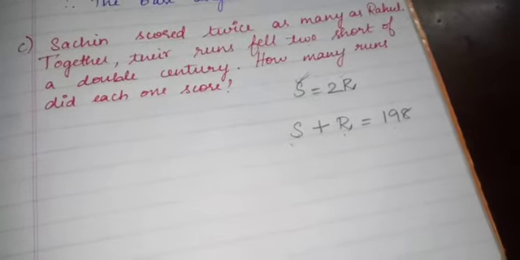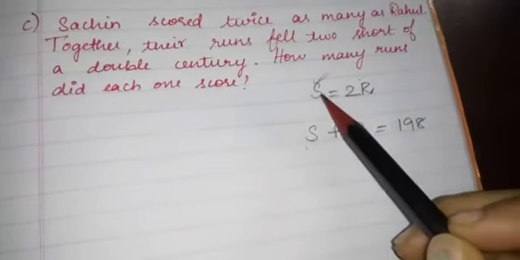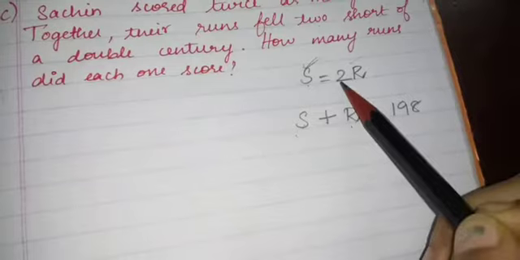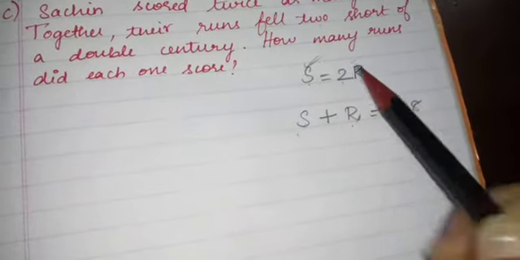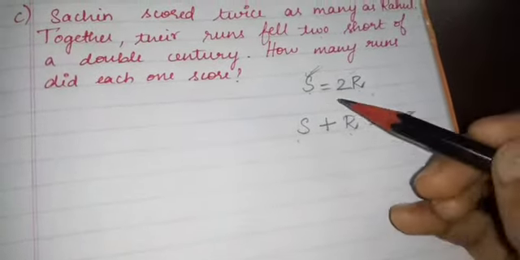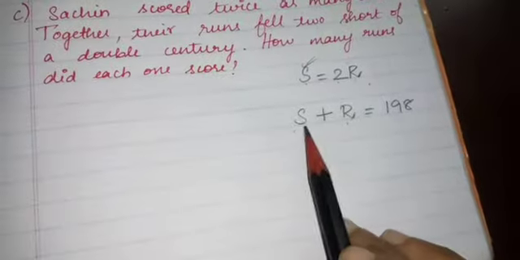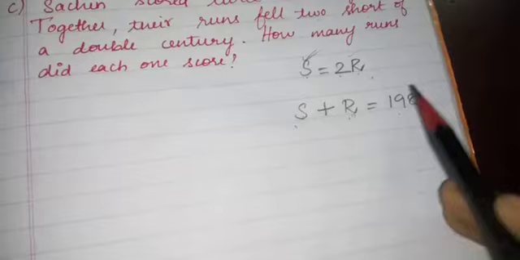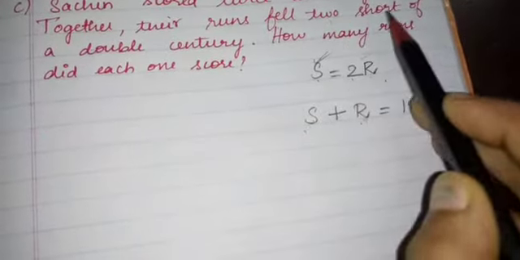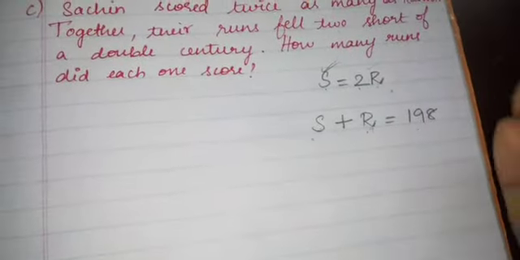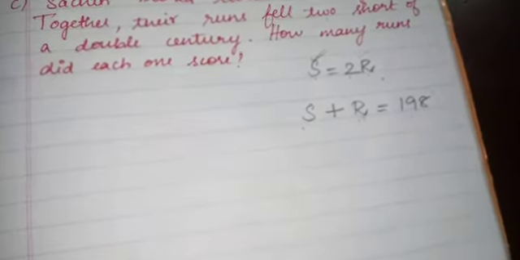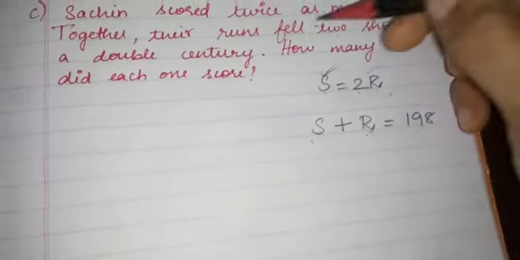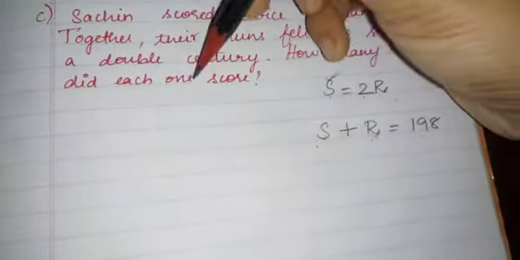Okay, so what are they saying, children? Sachin's score is twice Rahul's score. This is the equation. Then they are saying that together, their runs, when I calculate both of their runs together, are 2 runs short of a double century, which means 2 runs less than the double century, so 198. How many runs did each one score?